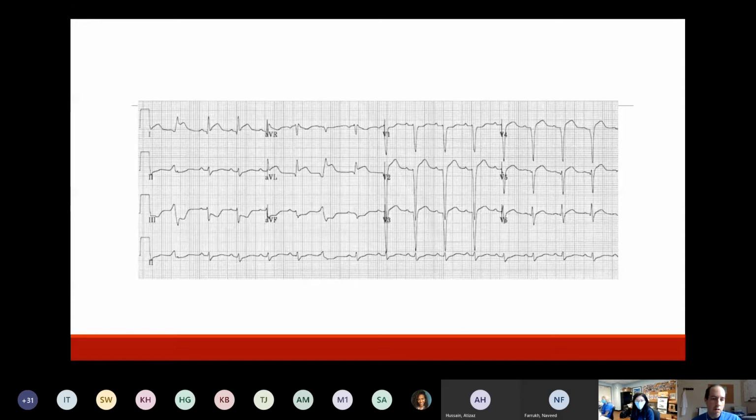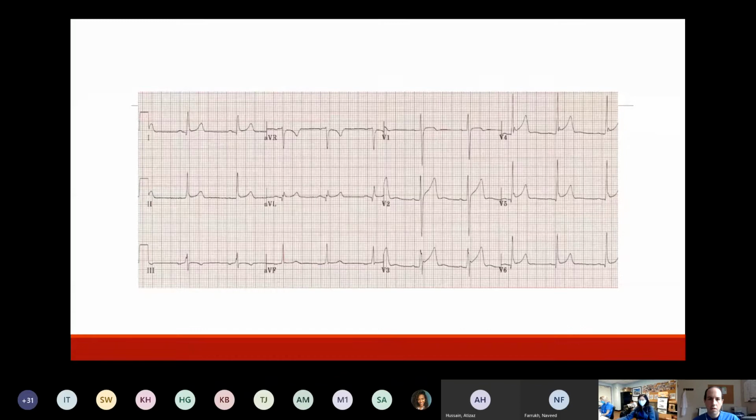And again, if you happen to just see these depressions, this is where you want to look and make sure you're not missing elevations. In my relatively limited experience, sometimes people miss lateral elevations. So just don't forget to look in lead 1 and lead AVL. They're not very subtle here, but sometimes they can be a little bit more subtle in the limb leads as opposed to the precordial leads.